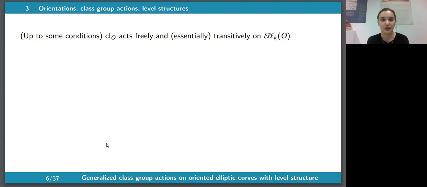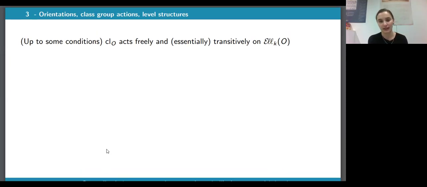Now, up to some conditions that I'm not going to say explicitly, the class group of an order O acts freely and essentially transitively on the set of primitively O-oriented elliptic curves over K, where this "essentially" is there because, depending on the splitting behavior of the characteristic of the base field K, we might have to retouch the definition of this L_K(O) to make the action really transitive, but it's a bit of a technicality that does not concern us today.